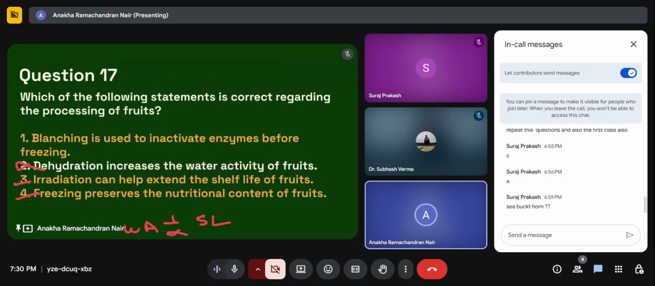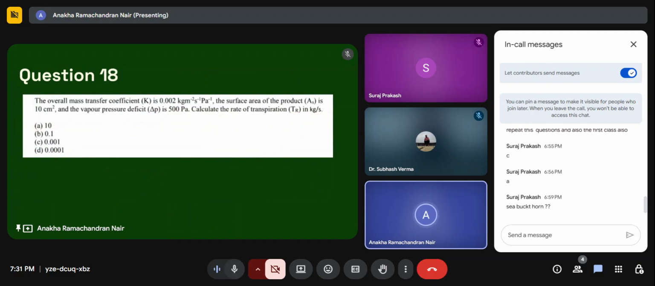Blanching, or boiling or heating for a short period of time, is used to inactivate enzymes, because enzymes are proteins, right? So heat will denature them. So blanching is used to inactivate enzymes before freezing, so that these enzymes cannot carry out their enzymatic process and speed up the spoilage of the fruits before you freeze them. And this will help maintain the flavor of the fruits after freezing. All right. Any doubt in this question? No, ma'am. All right. So let's move on to question number 18. This is again a numerical question.